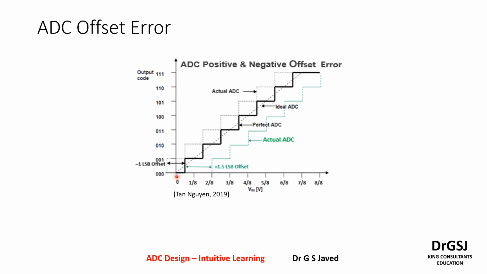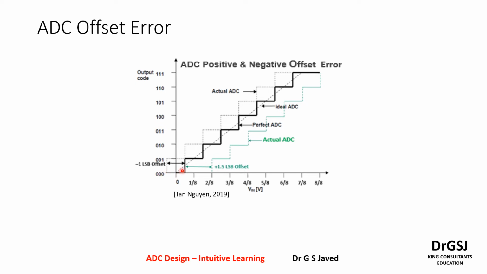The other is on the other side, where below the thick black graph, in the green, you could see it is having an offset which is much on the right hand side, and it shifts the staircase waveform and transfer function accordingly. Now these are called the negative and positive offset errors respectively.